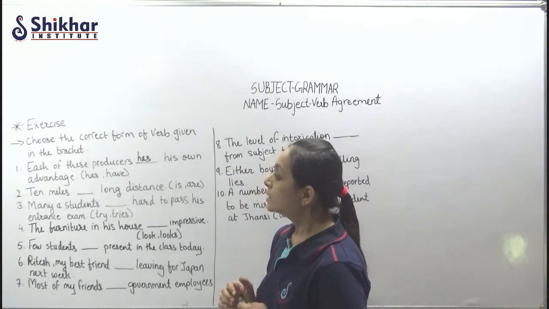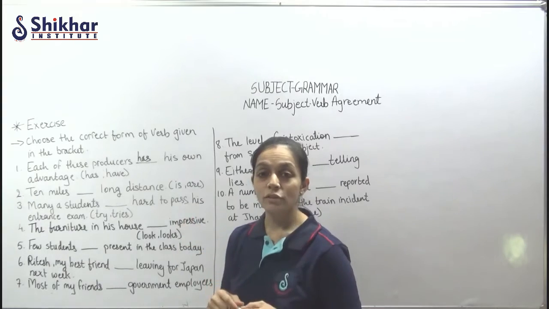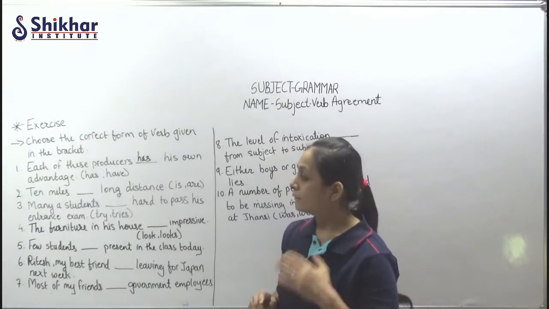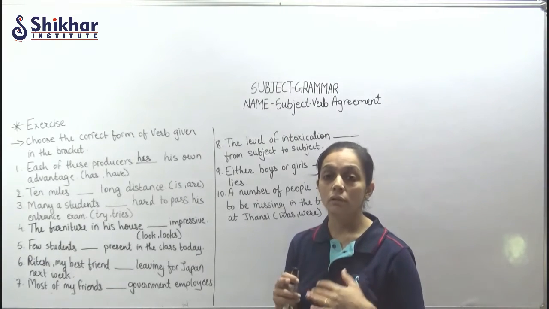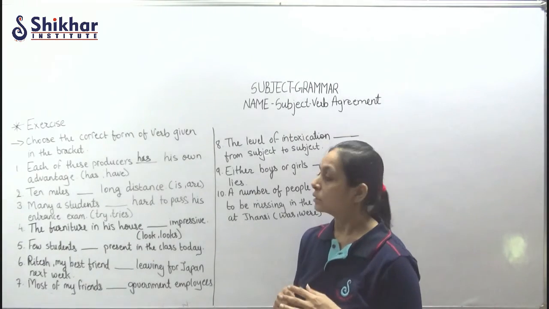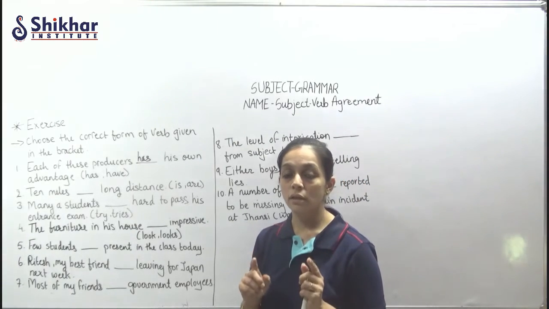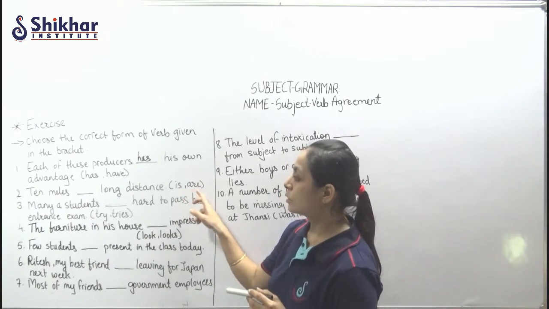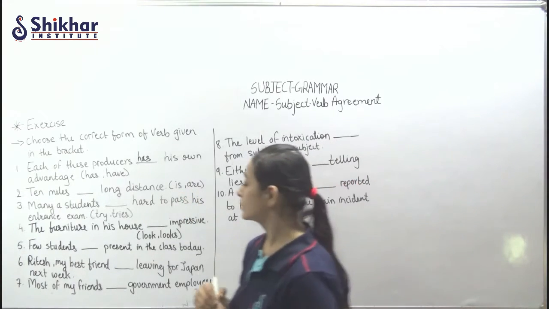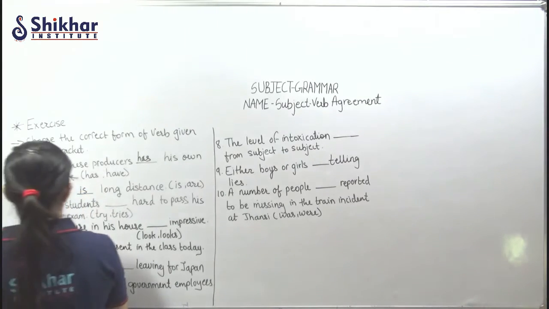Second one, 10 miles dash long distance. So now you remember the rule where you are going to talk about weight, measurement, height. Okay, so that is singular we take. A singular verb we take. So 10 miles is long distance.